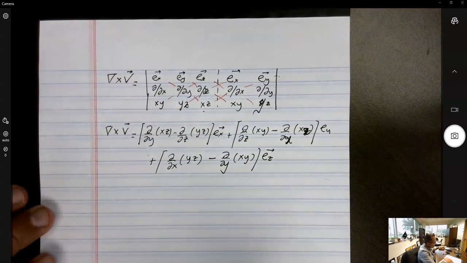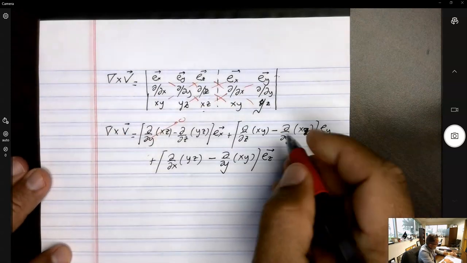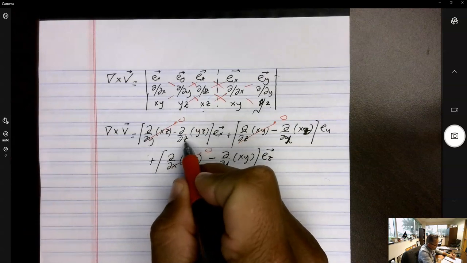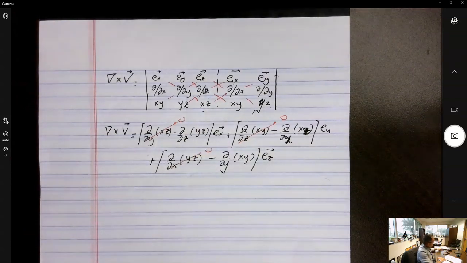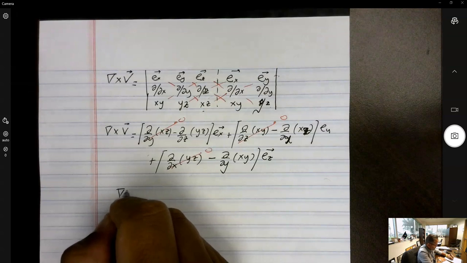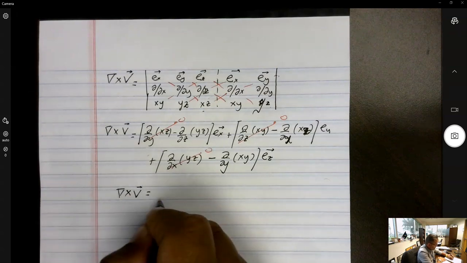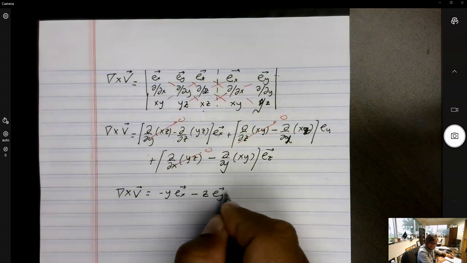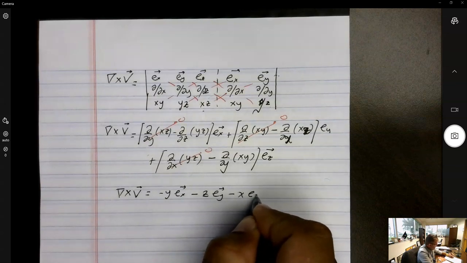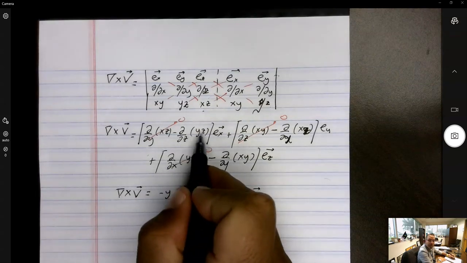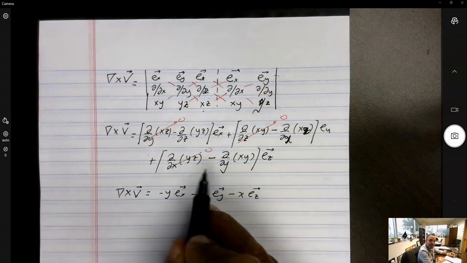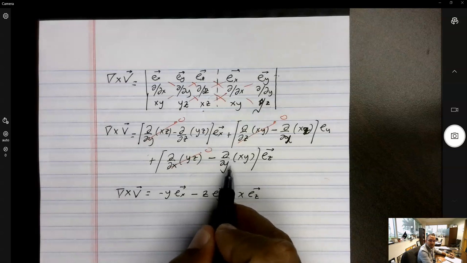So this one is 0, this one looks like 0, this one looks like 0, and the d dz of yz is y. So the curl of the vector v is minus y in the x direction, minus z in the y direction, minus x in the z direction. So the partial derivative of this expression with respect to z is just y. The partial derivative of this expression with respect to x is just minus z, and the partial derivative of this expression with respect to y is just x.